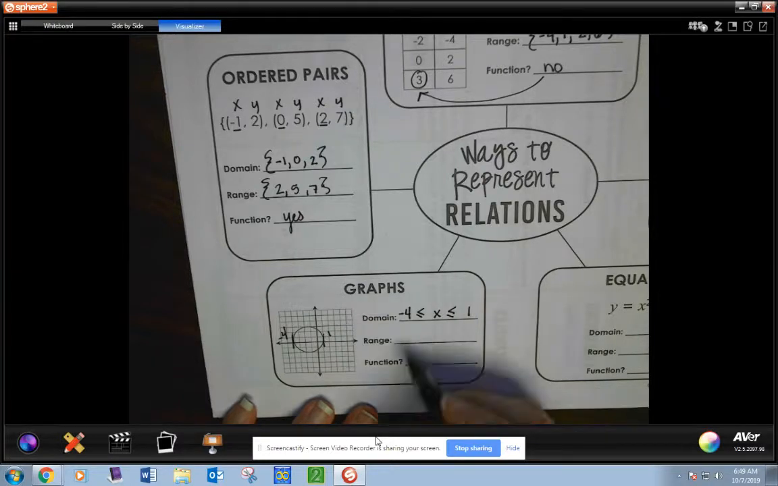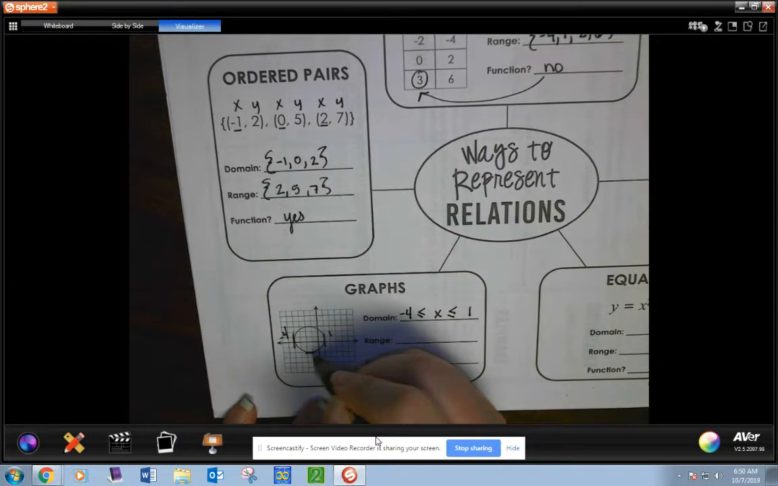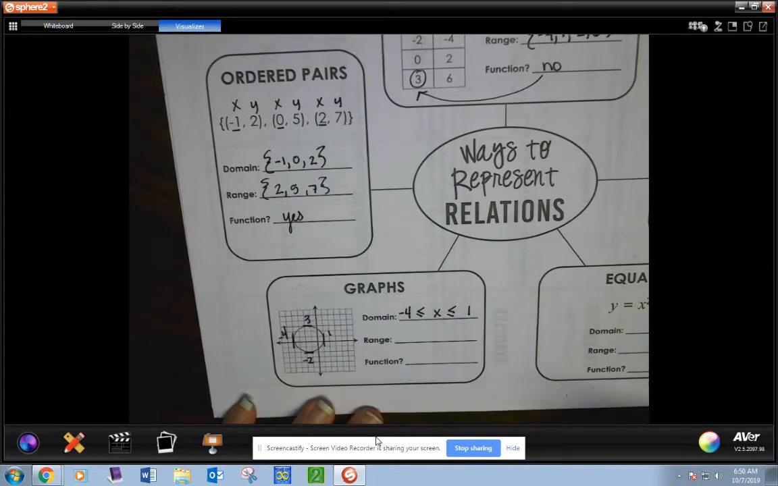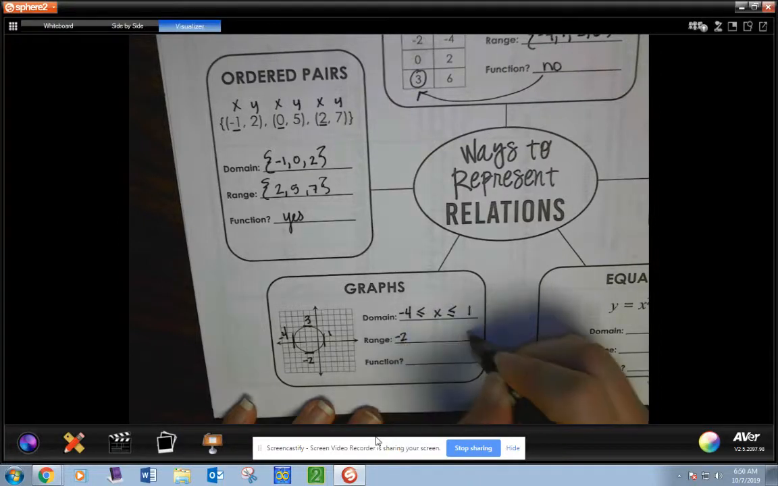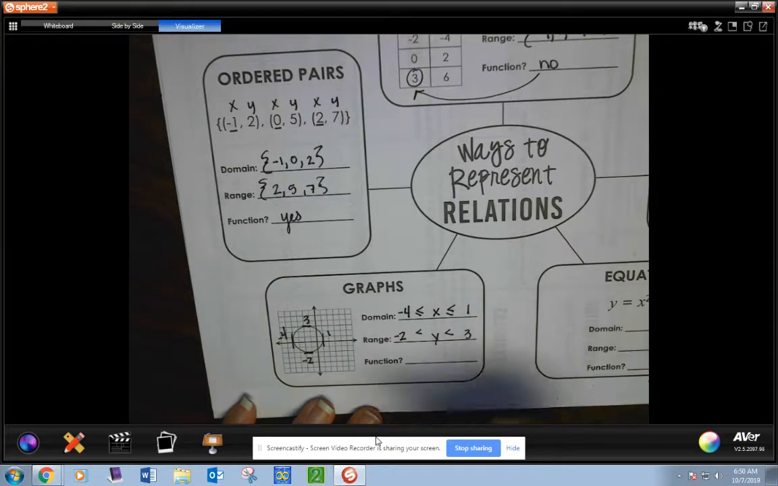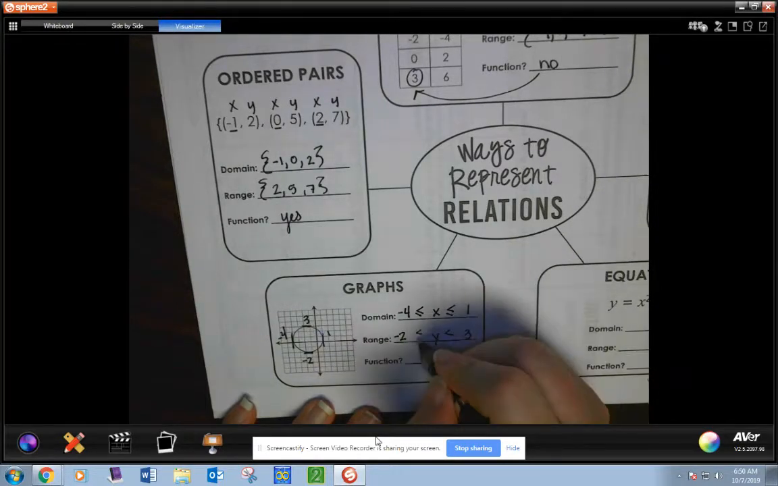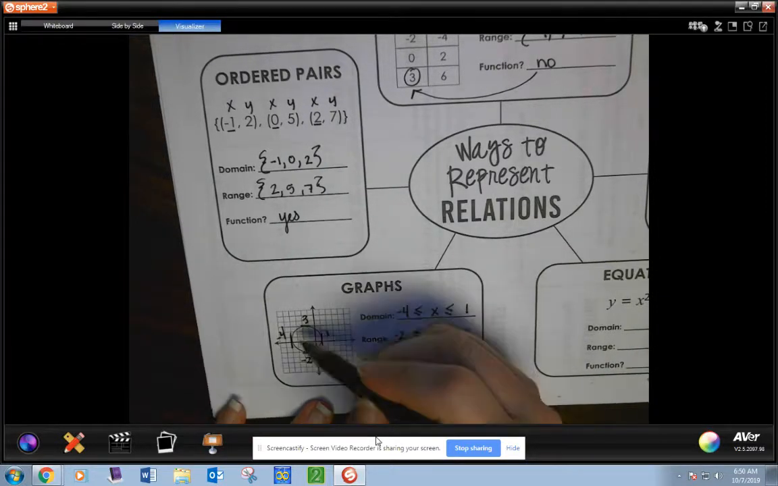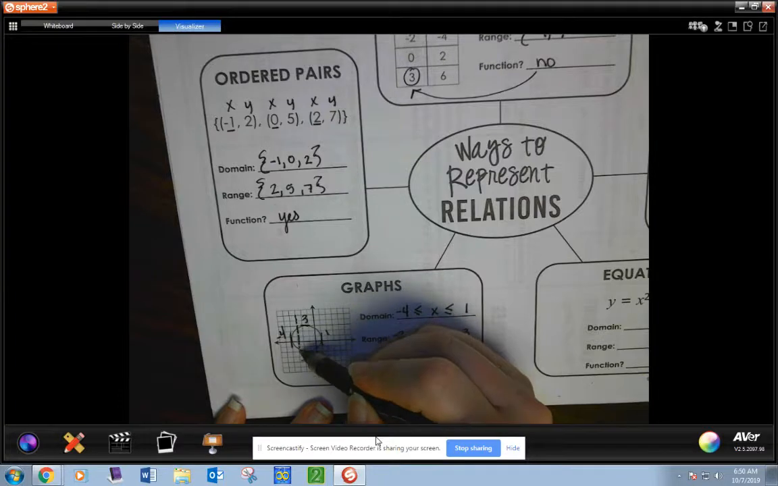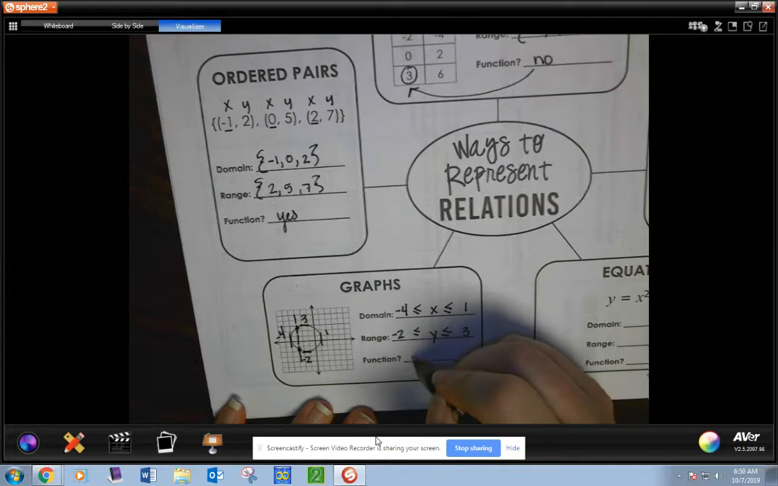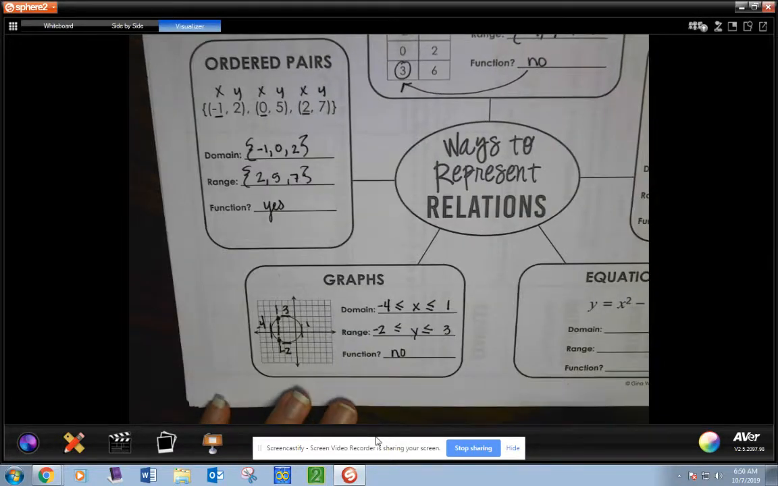Now for range, we go bottom to top. So I start with the lowest, which is at -2, and I go to the highest, which is at +3. So smallest number on the left, biggest number on the right. Always put less thans in between. And since it's touching exactly at -2 and +3, we put equal to bars. Now to figure out if this is a function, we're just going to do that vertical line test. And if you notice, it's touching in 2 spots, and that tells you right away, no, this is not a function because it does not pass the vertical line test.